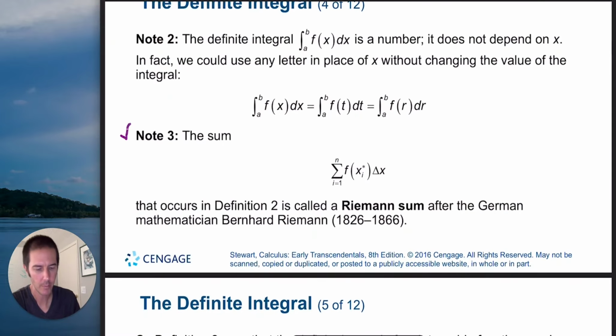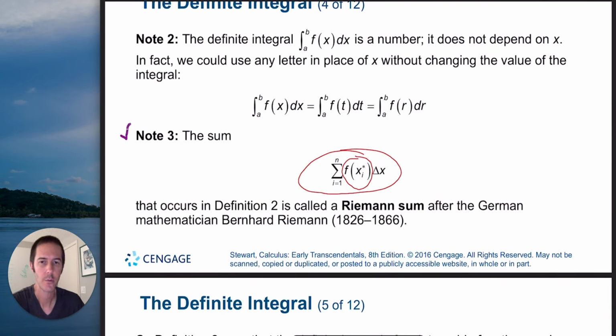And the variable that we're working with doesn't really matter. All three of those integrals are equal to each other. And the sum right here, where we're adding up the areas of all of those rectangles that have a height of f of x sub i and a width of delta x, which is b minus a divided by n, that sum is called a Riemann sum.